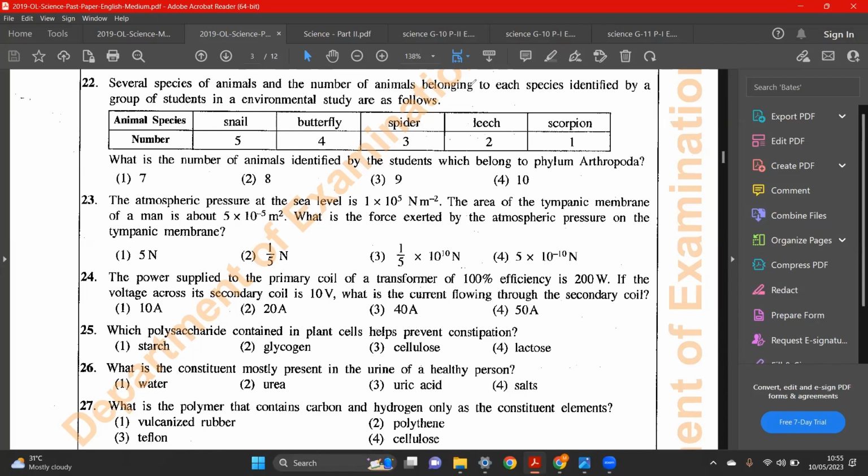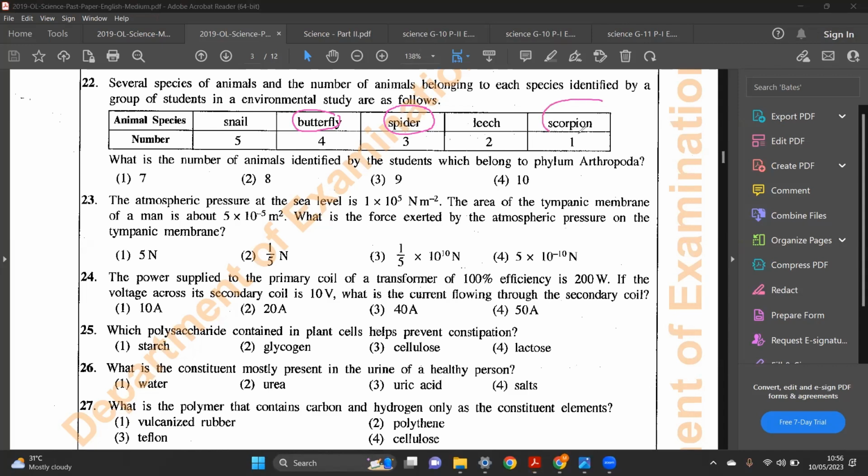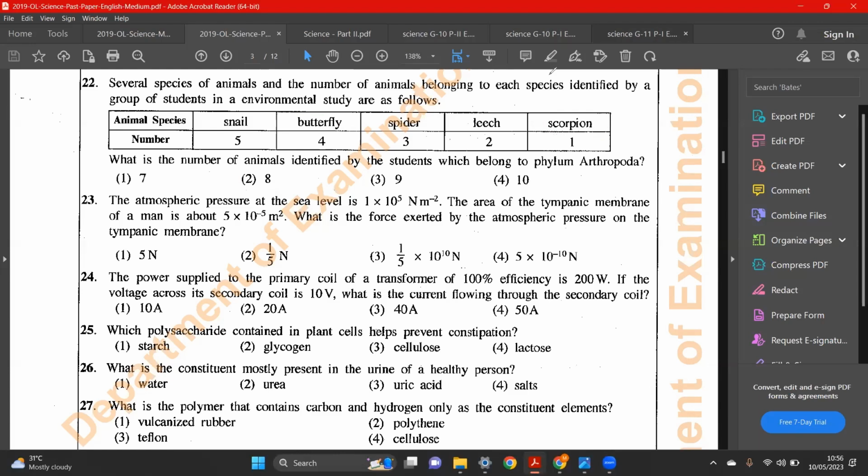So we know Arthropoda belongs to the invertebrate category, where you have all these insects and scorpions and crabs and all of them falling into the category of Arthropoda. So if you were to include that, butterfly is an insect, spider is an arthropod, scorpion also falls there. So that would be a total of 8. Okay, snails are molluscans, and the leeches fall into the annelids. All right, so that is going to be option number 8. Pretty straightforward if you have an idea about the examples falling under each phylum.